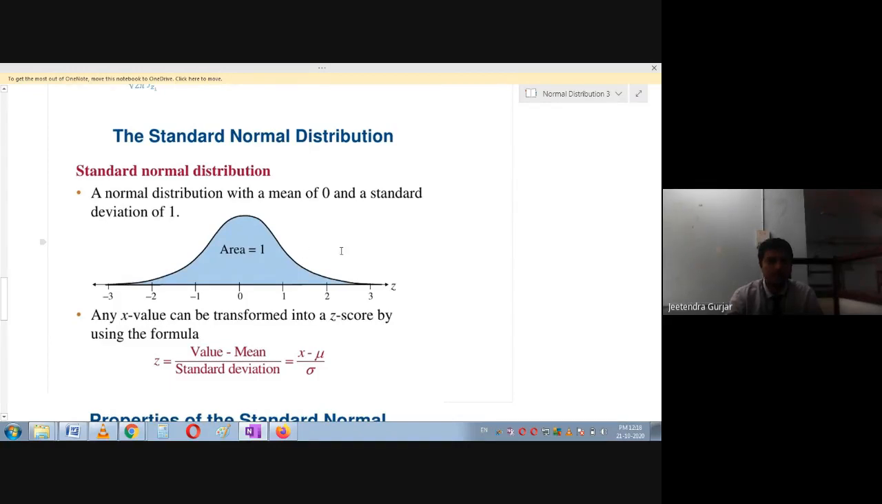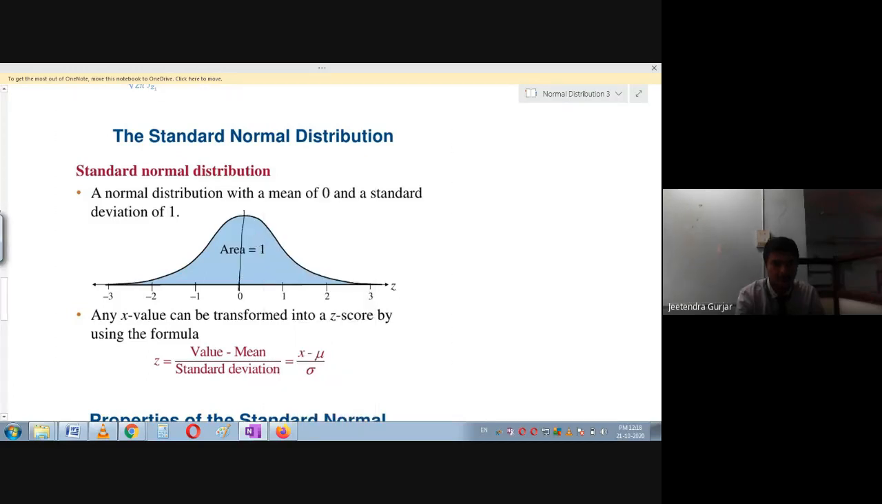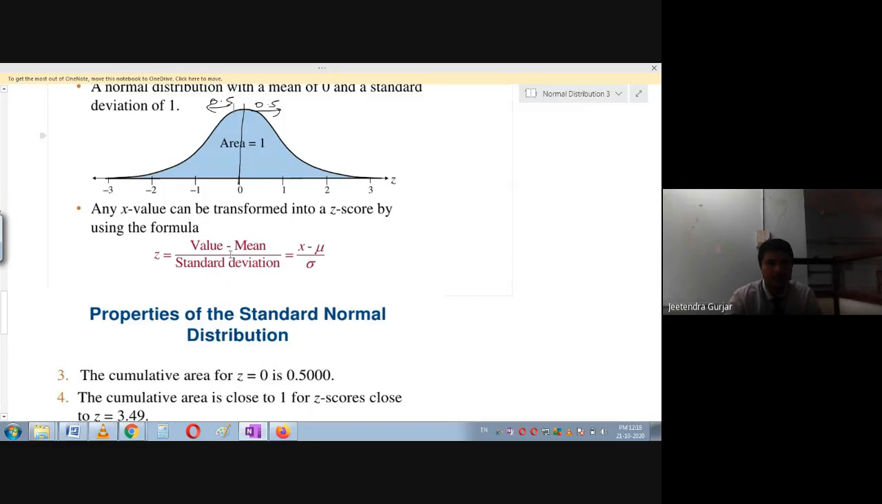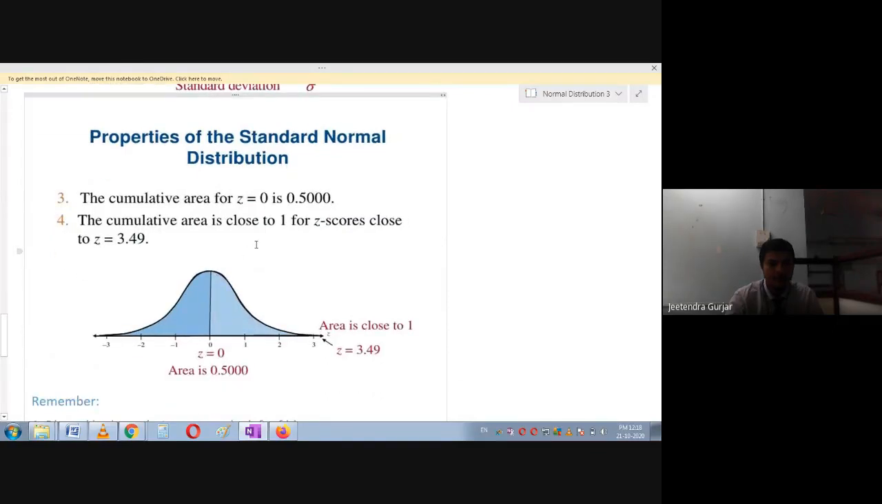You can see the total area under this curve is equal to 1. I have already discussed this, it will always be 1. If you divide this, this side will be 0.5 and this side will be 0.5. Please remember this. Next, we take z is equal to value minus mean divided by standard deviation, that is what you have to remember. And these are the properties of the standard normal distribution.